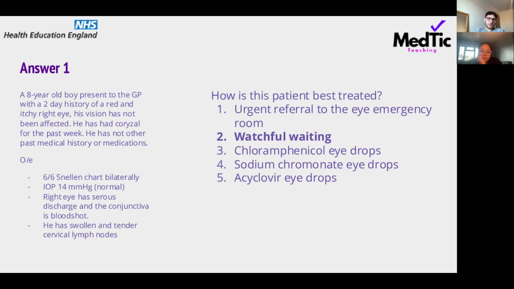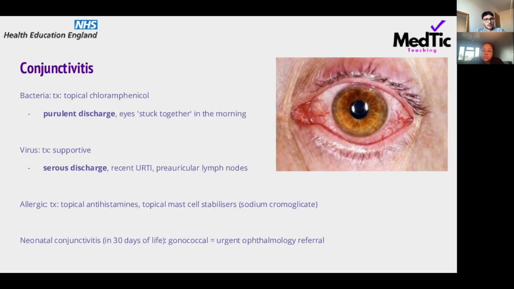So it's leaning towards a viral cause for his conjunctivitis rather than bacterial. And we'll go through the different types of conjunctivitis and treatment. With bacterial conjunctivitis, you more get a thick purulent discharge, which is different from the serous discharge, the watery discharge that the kid had, which is more indicative of viral. If it is bacterial, and this is usually a diagnosis made clinically from how they present, you treat them with topical chloramphenicol, usually, which is an antibiotic.